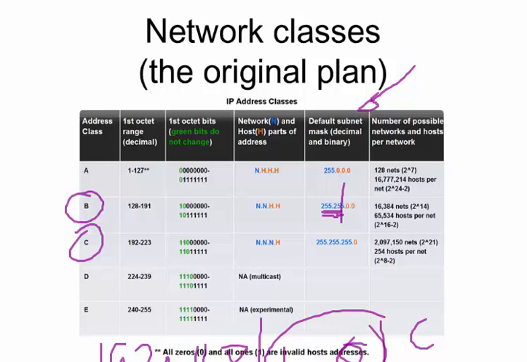So in the case of a B class, you have 65,534 potential computers on that network if you split it at the halfway point. Much more common was a C class address. We split it at that point, so that gives you lots of 2 million networks and 254 computers on each network.